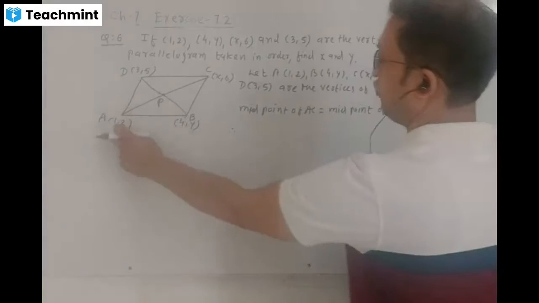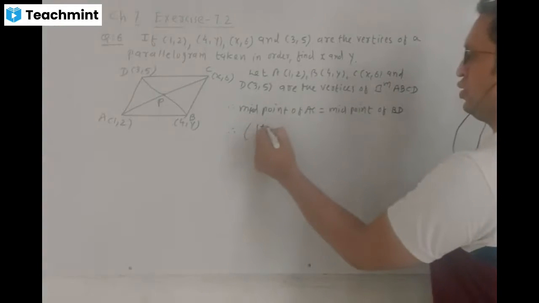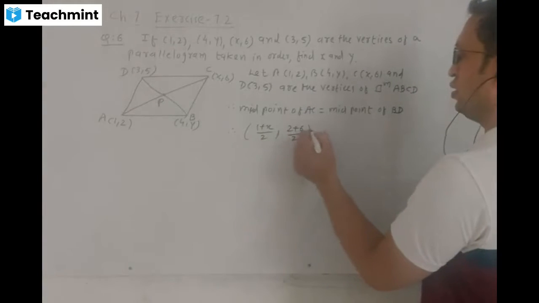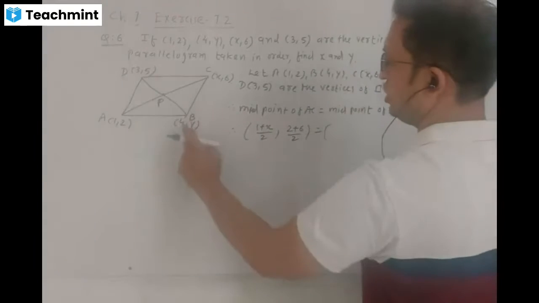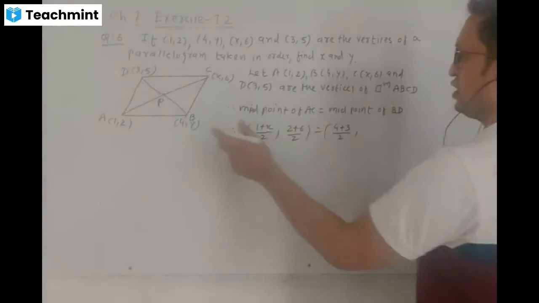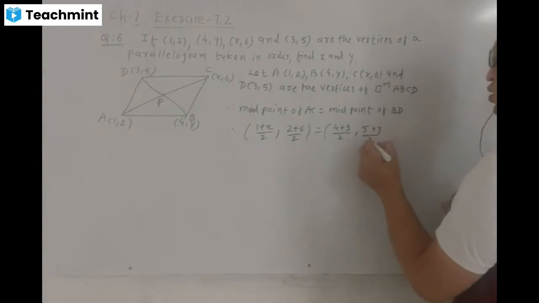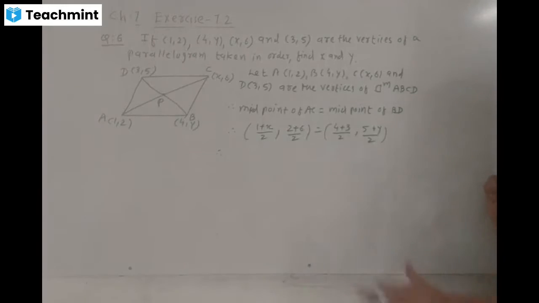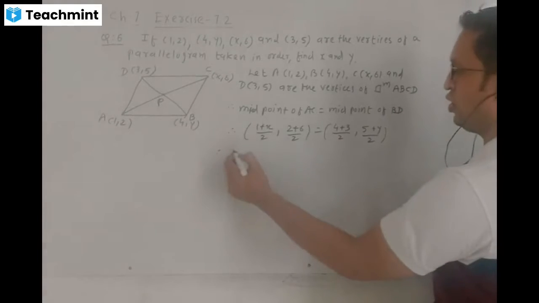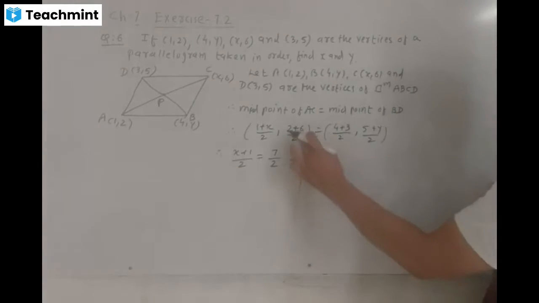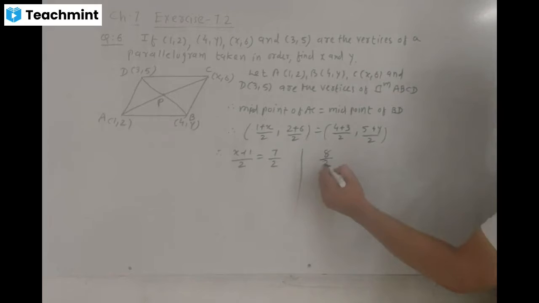Apply the formula: ((1 plus x) by 2, (2 plus 6) by 2). It is the same as the midpoint of BD: ((4 plus 3) by 2, (5 plus y) by 2). Therefore, comparing the first coordinate to the first coordinate, and second to second, (x plus 1) by 2 is equal to (4 plus 3), that is 7 by 2. And (2 plus 6) by 2, that is 8 by 2, is equal to (5 plus y) by 2.